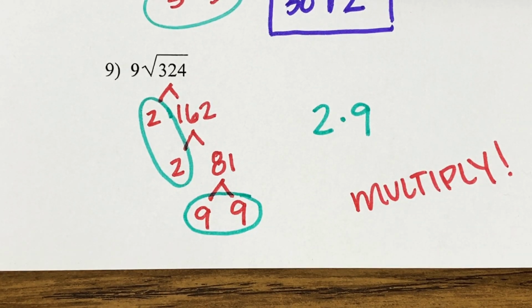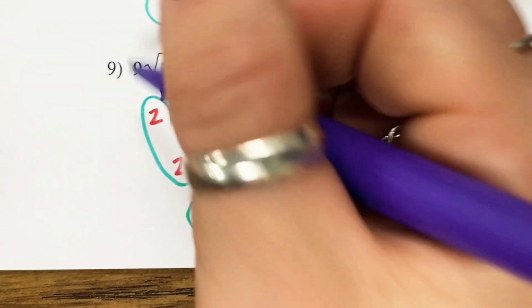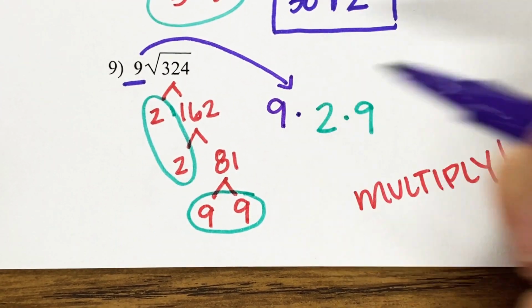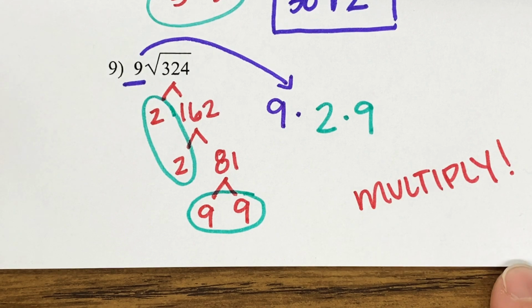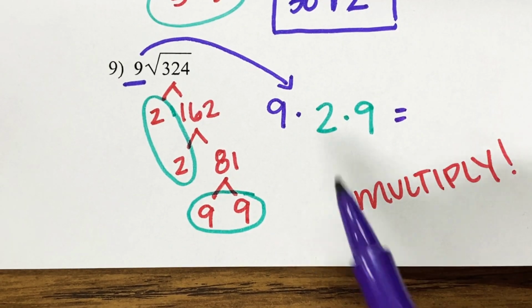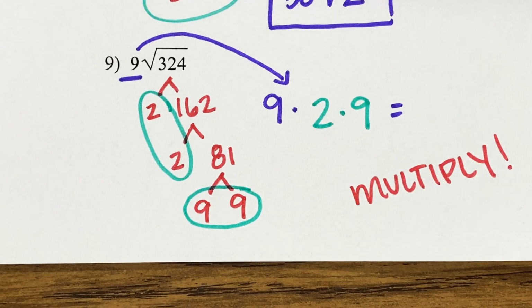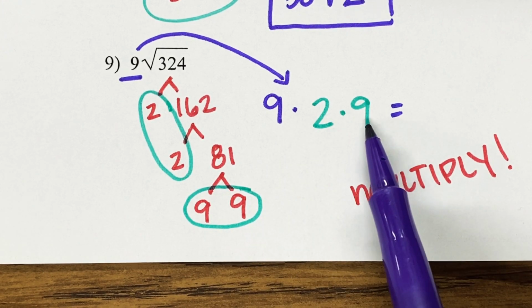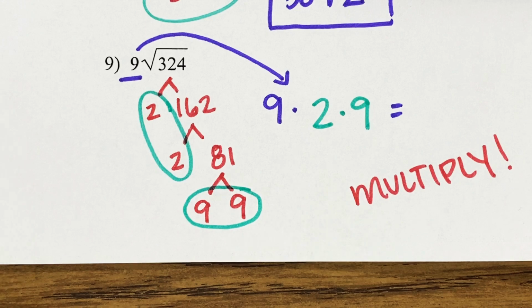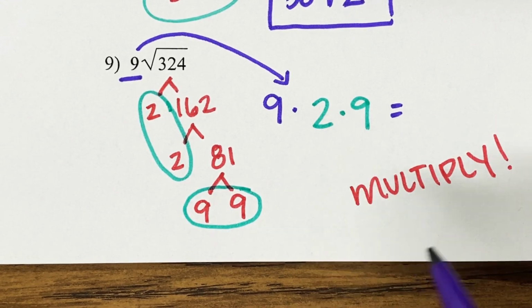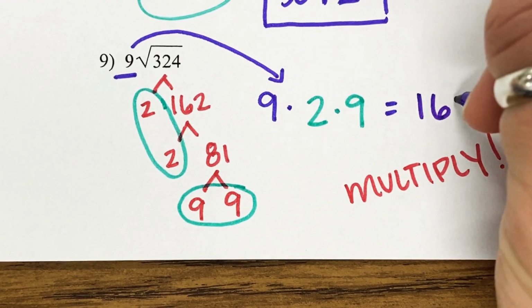So our very last step is just to multiply the number that was already out front. So now we have another 9 being multiplied. All we got to do to get our answer is multiply 9 times 2 times 9. You can do that in a calculator, or you can do it in your head. I would probably do 9 times 9, which gives me 81. And then 81 times 2 is going to give me 162.